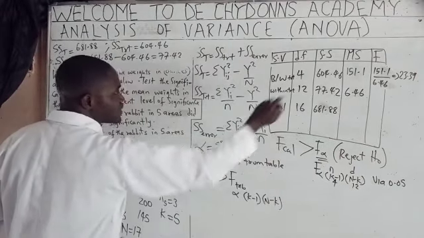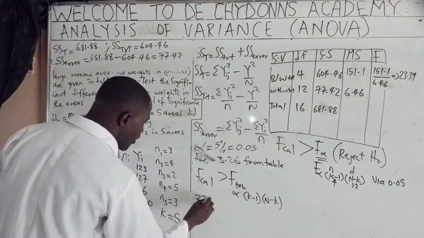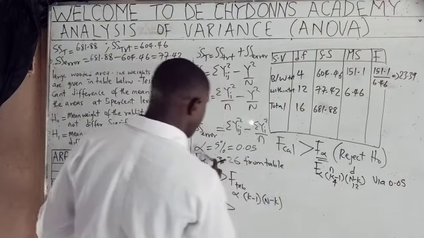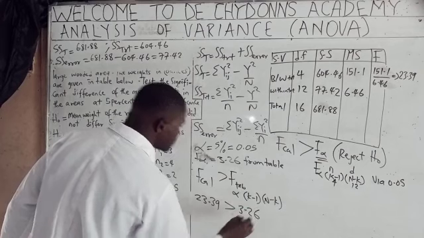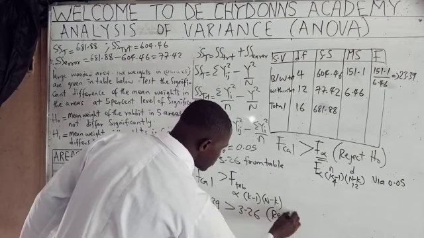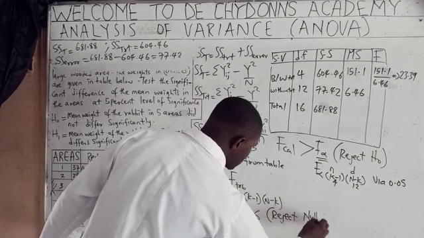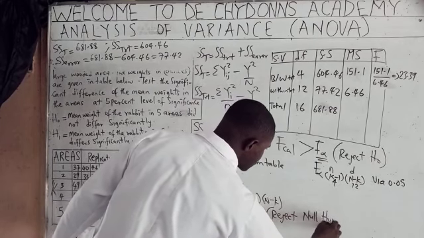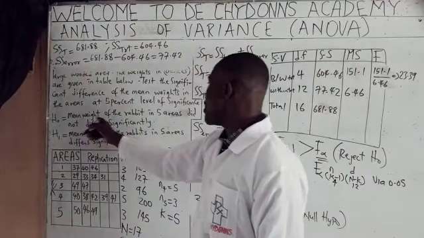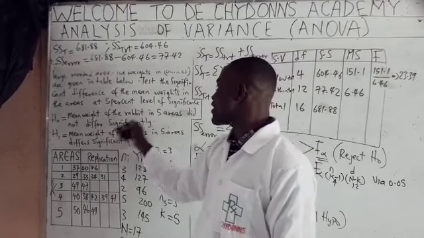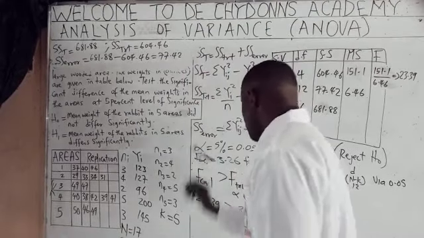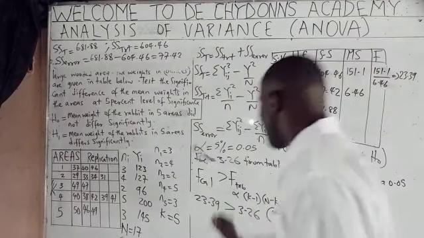So what you now do, what is F calculated? You say 23.39. Are you greater than, what is F table? F table is 3.26. Since this is greater than this, it means reject null hypothesis. So the implication is that, what is our null hypothesis? It's that mean weight of rabbit in the areas did not differ significantly. So rejecting it means we have to accept the alternative.